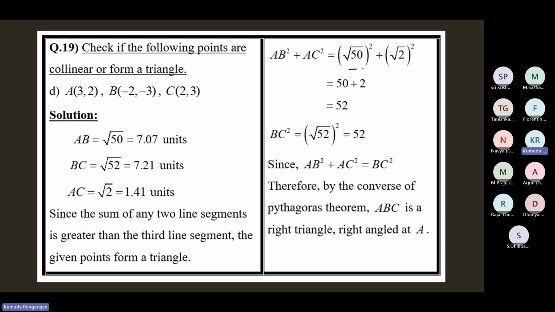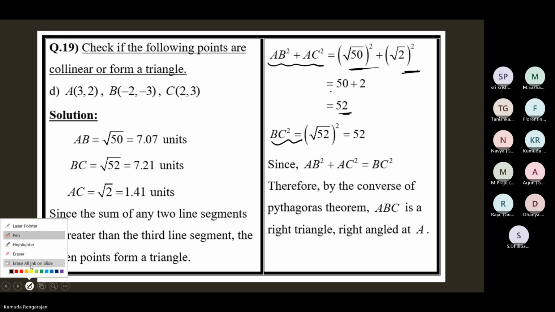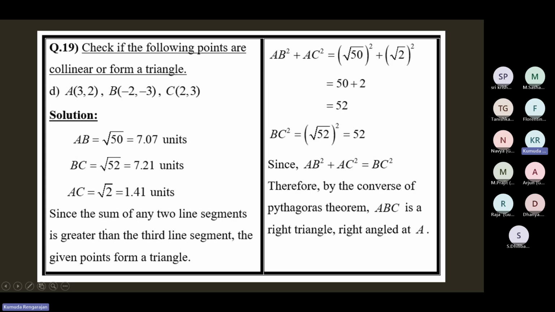So root 50 the whole square plus root 2 the whole square is 50 plus 2, 52. So you see that AB square plus AC square is equal to BC square. So by the converse of Pythagoras theorem, it's a right triangle. And since BC is the longest side, A will be the vertex containing the right angle.